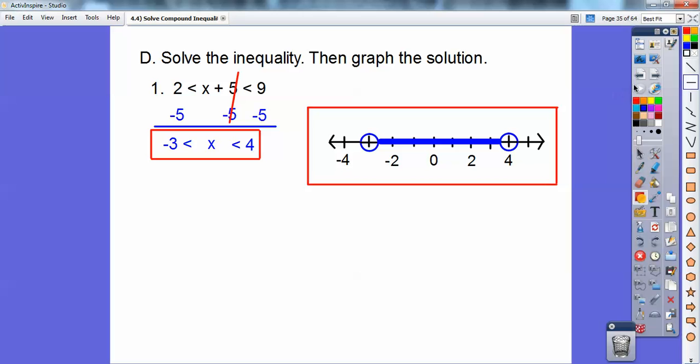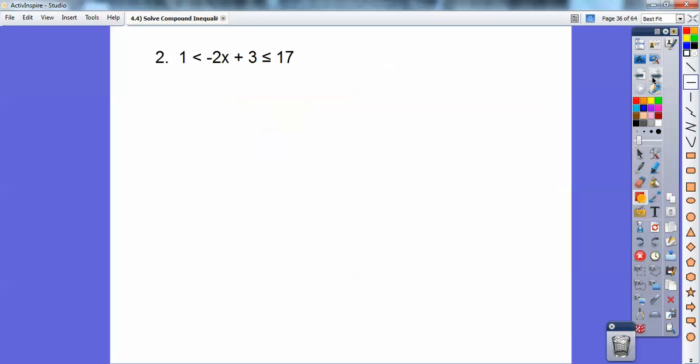Okay, see, these aren't that hard. Just compound means you have two inequalities happening at once. Okay, here's another AND statement, you guys. So we got 1 is less than -2x plus 3, less than or equal to 17. Okay, just like last time, let's get rid of that 3. You're going to subtract 3, subtract 3, subtract 3. Okay, and then the 3's cancel, and when I do 1 minus 3 here, I get -2. I'm still left with -2x in the middle. 17 minus 3 is 14. Okay, and then we're going to divide by -2, divide by -2, divide by -2. Remember, when you divide by negatives, it flips those inequalities in the opposite direction. So now they're going in the other direction.